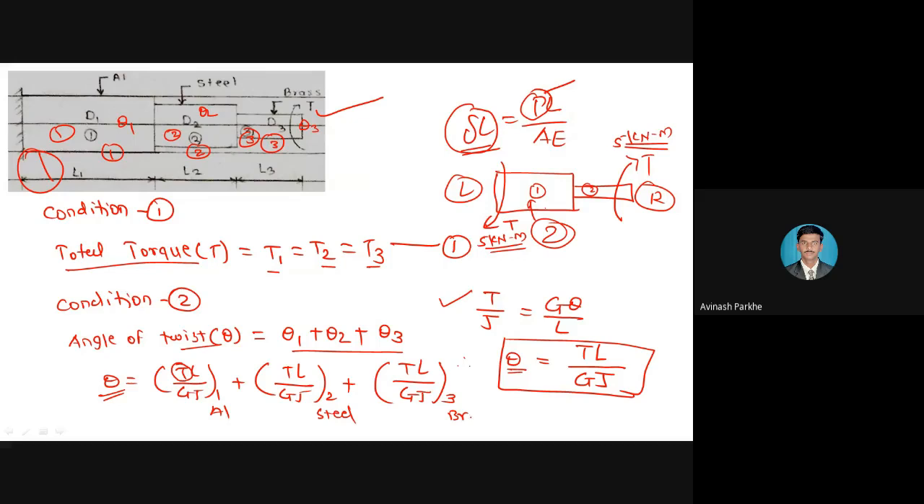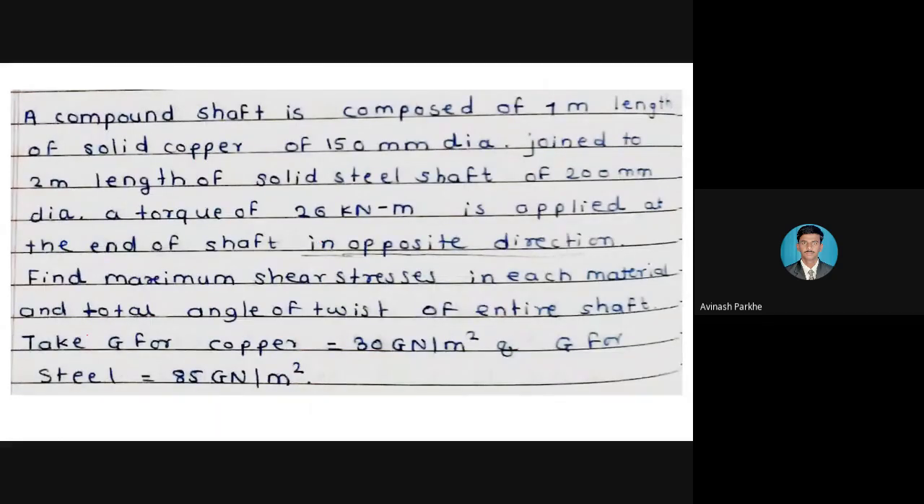If shafts of different materials are connected to each other along the length, that particular structure is called a composite structure, and in addition it is called shafts connected in series. For that calculation, condition number 1: capital T is equal to T1 is equal to T2 is equal to T3, and the total angle of twist is equal to theta 1 plus theta 2 plus theta 3. So these are the basic concepts and conditions which we have to use for the solution of the problem. Based on this, now we will solve one sample problem of this particular type.